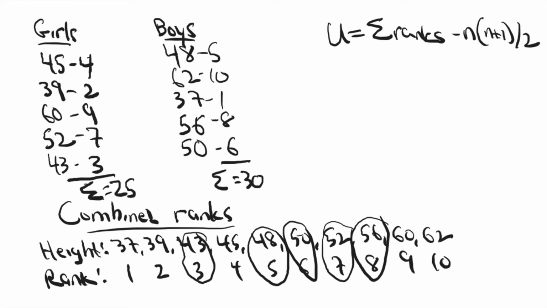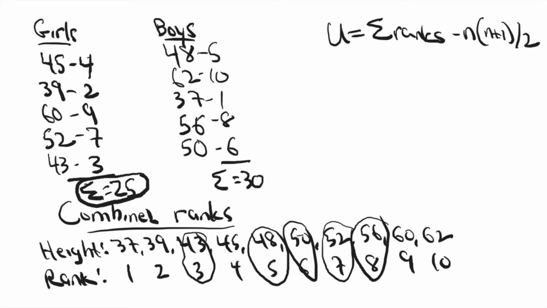Now, what I do is I take the smaller of the two, which in this case is the girls' summed ranks, and I calculate a U statistic based on this number. So the formula for the U statistic is right there. U equals the sum of the ranks for one of the groups minus the sample size n for that group times n plus 1 divided by 2. So it looks a little funky, but it's not very difficult from a math perspective. So let's plug in the numbers.